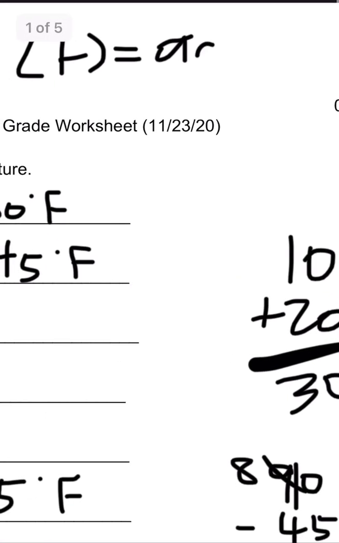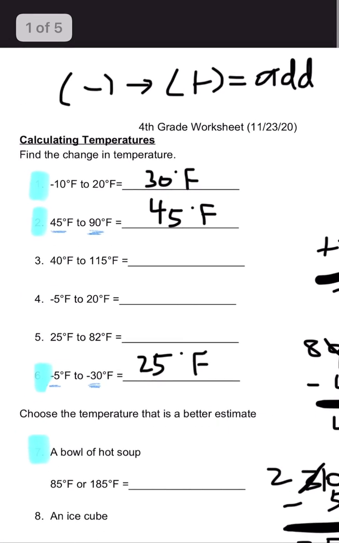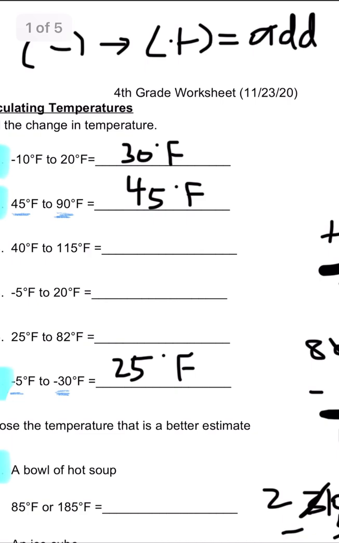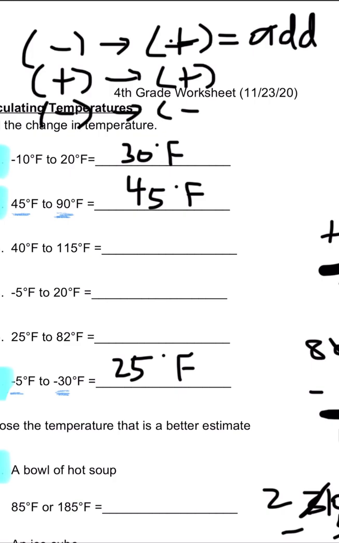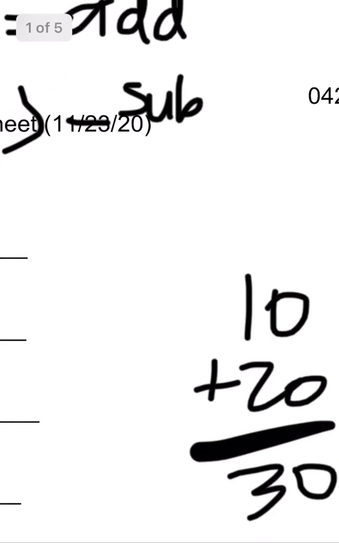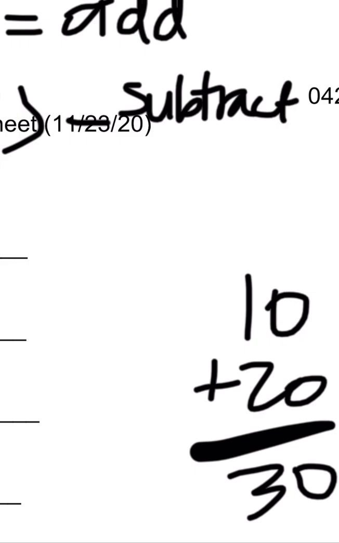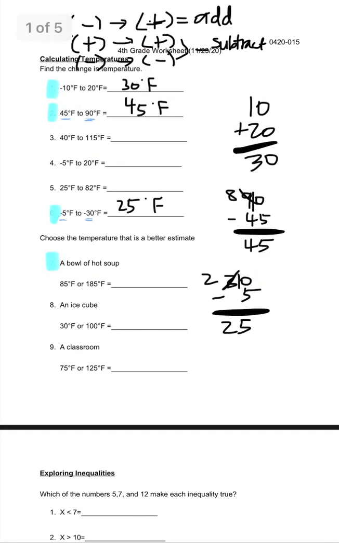As you guys can see, when we're switching from negative to positive, you want to add. And when you're staying the same sign, whether that's going from positive to positive or going from negative to negative, you want to subtract. So using this, you can solve these problems.